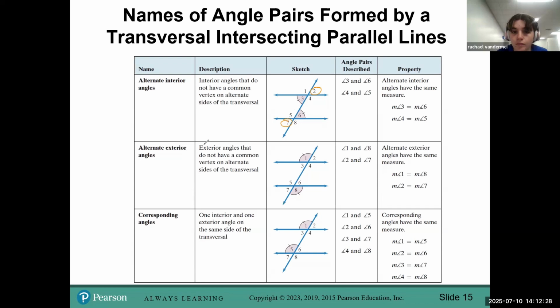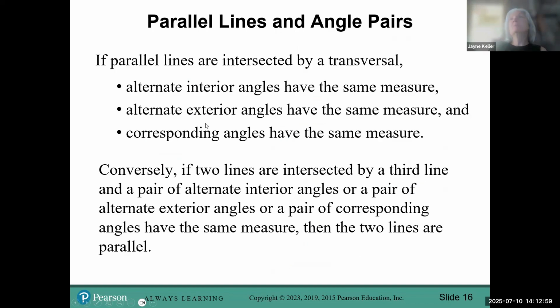Mhm. And then we have what are corresponding angles. So because we know that all of these have to be equal, we know that these two that are both on the bottom of the parallel lines have to be equal. These two that are both on the same side and on the top of the parallel lines have to be equal. So that's how, as long as we know that two lines are parallel, we can figure out what all of the angles are.